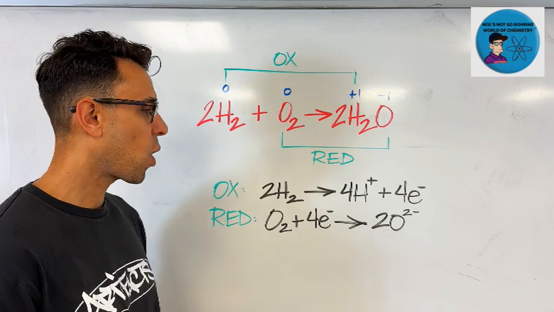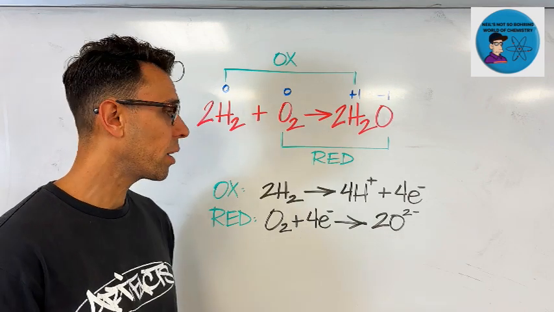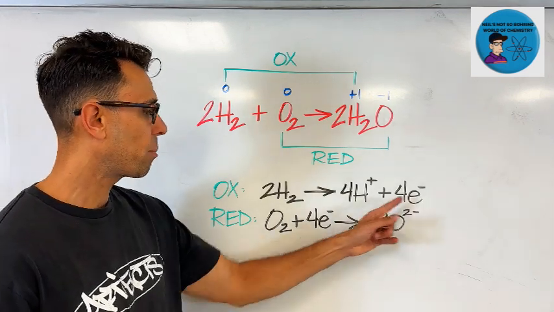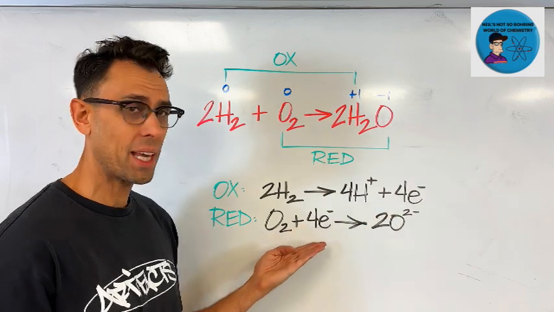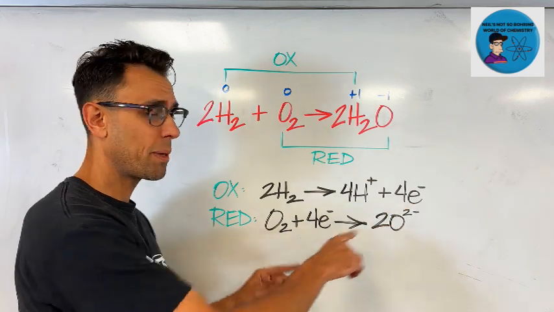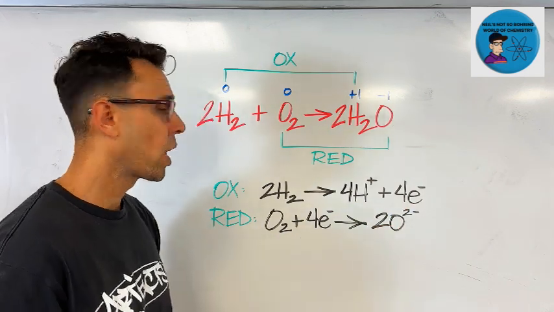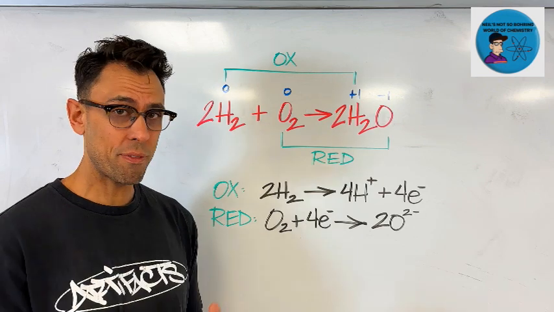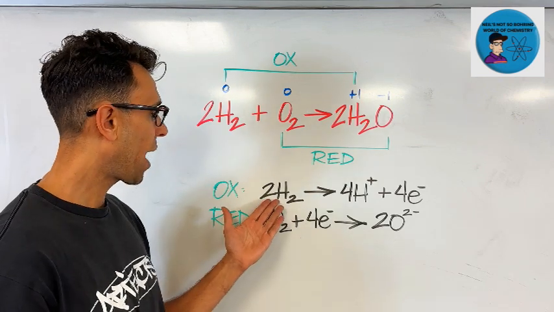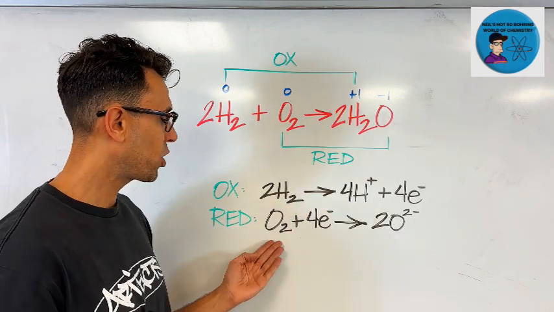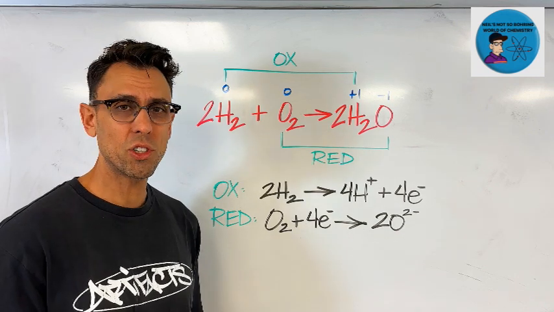Now, of course, this has all the features of half reactions that we look for. Firstly, we have the same number of electrons being lost and being gained. And of course, they're always going to be on opposite sides of the arrow. We also make sure that the number of each type of atom makes sense. 4 hydrogens, 2 oxygens, and 2 oxygens.